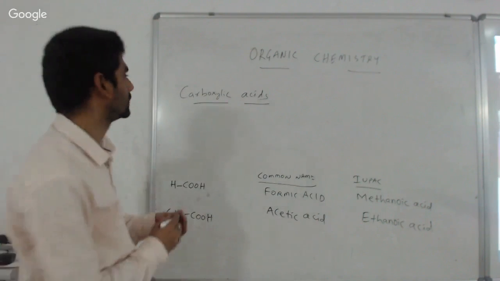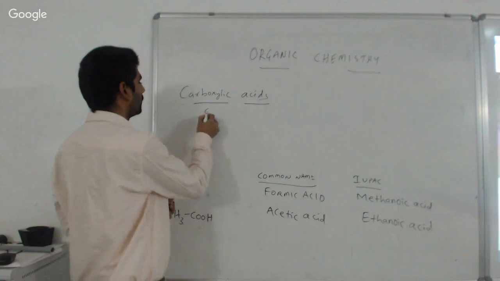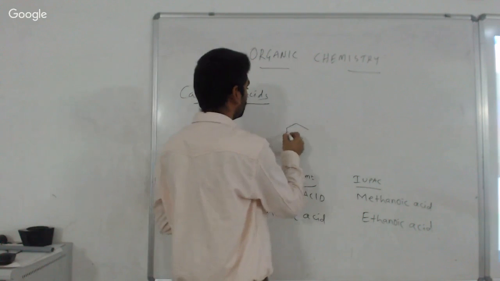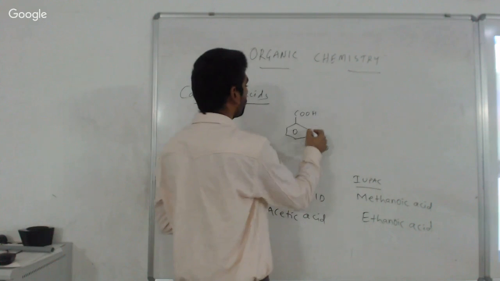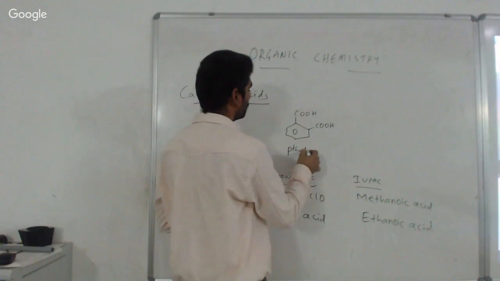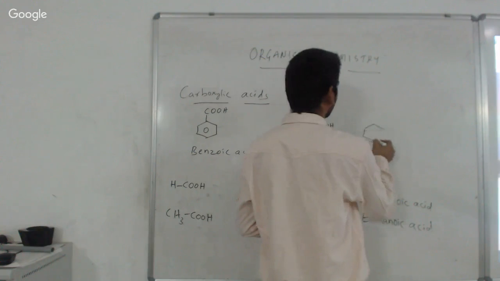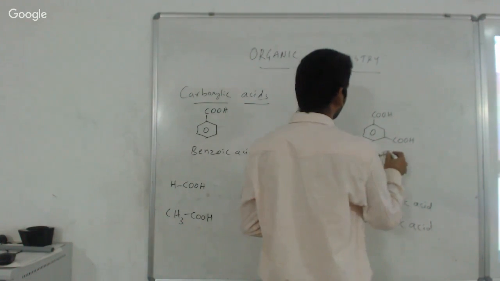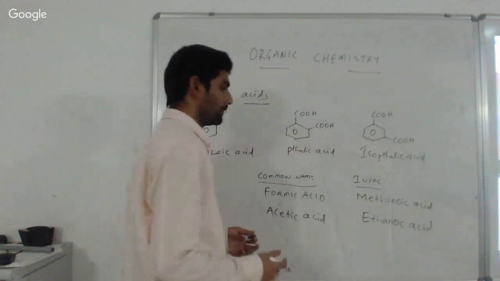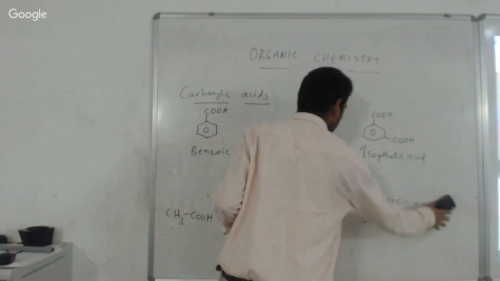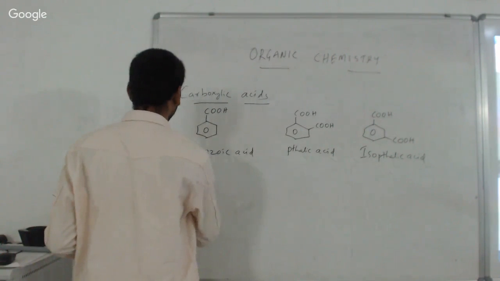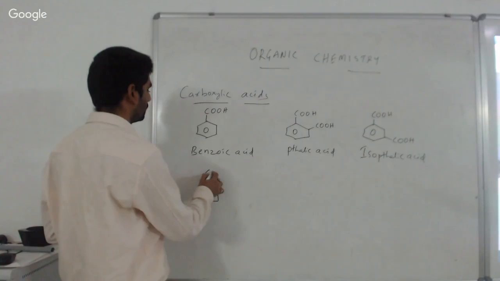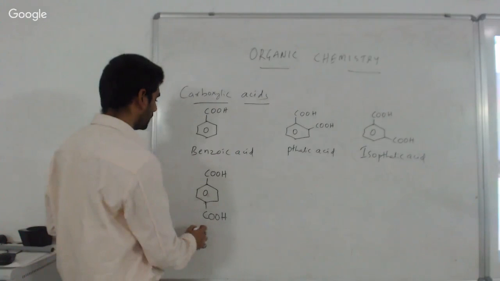Some aromatic carboxylic acids. The name is benzoic acid. Then take the dicarboxylic acids: phthalic acid, isophthalic acid, and terephthalic acid.